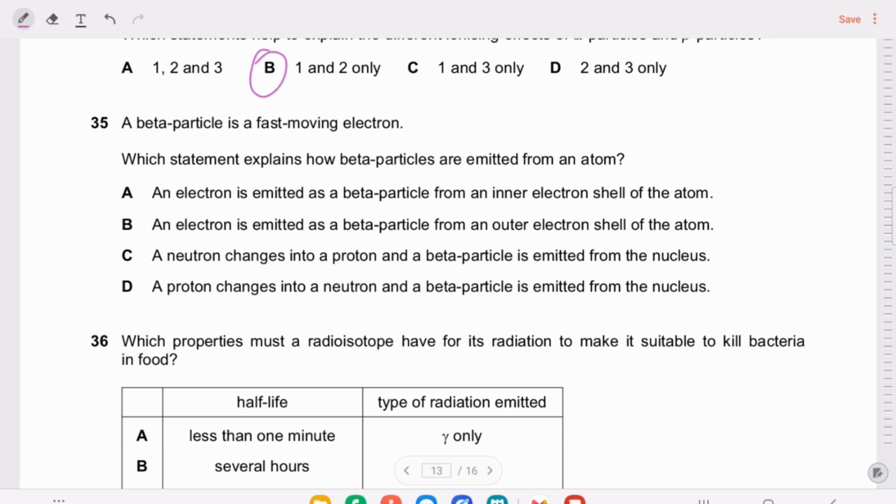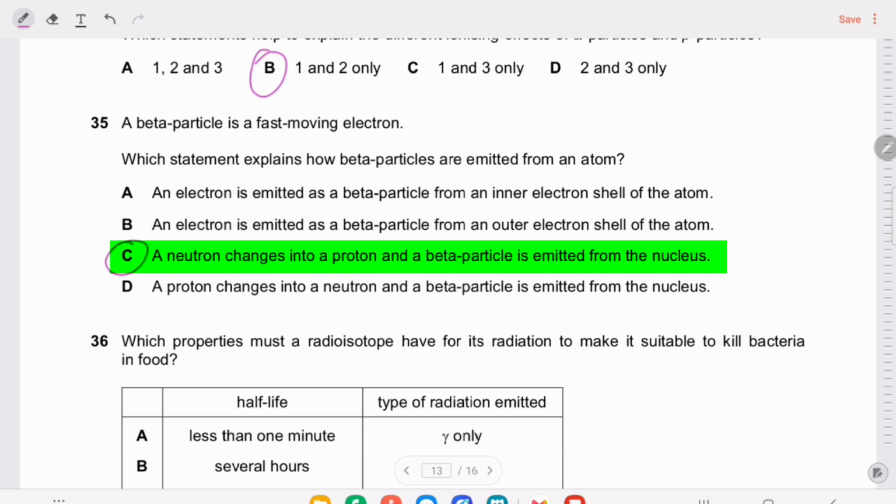Inside the nucleus, a neutron changes into a proton. During this process, an electron is created and emitted. That emitted electron is called a beta particle. The electron does not come from an electron shell. It comes from the nucleus. That's the important idea. Think of a factory machine producing a new product. The electron is created during the nuclear change itself. It wasn't already sitting outside waiting to leave. So in that case, option C is the right option: a neutron changes into a proton and a beta particle is emitted from the nucleus.